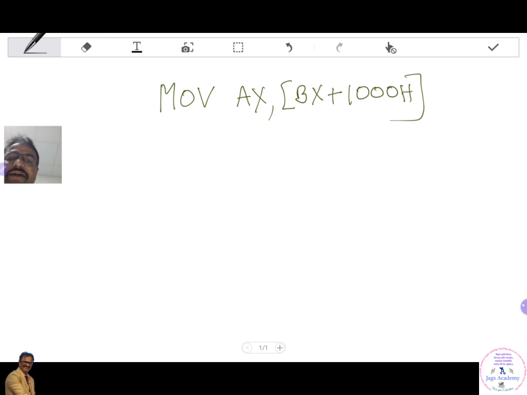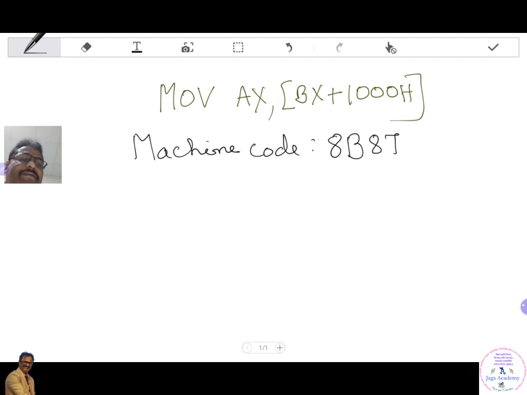First of all, what is required is the machine code for this. You know how to convert this into machine code using tables. You have done this, so I will directly write the machine code corresponding to this. The machine code is 8B870010. So this is the machine code.